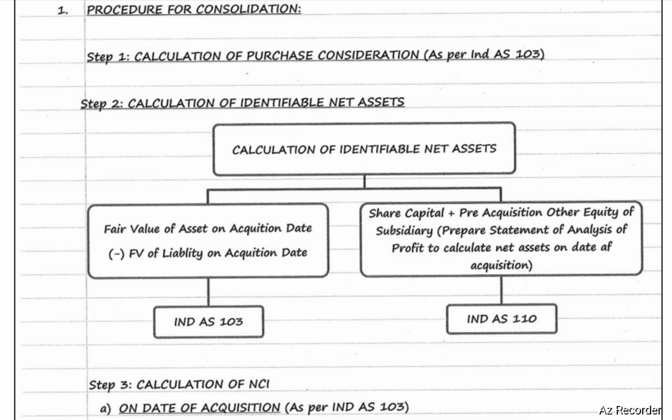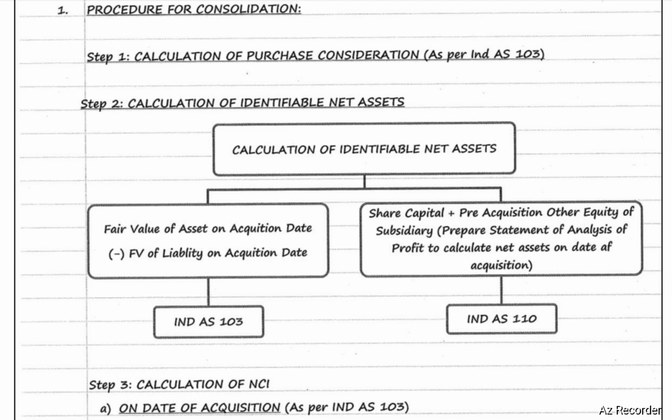Step number 2, calculation of identifiable net assets. How to calculate identifiable net assets? As per Ind AS 103, identifiable net assets will be calculated as follows. Fair value of assets as on date of acquisition less fair value of liabilities on date of acquisition will give identifiable net assets as per Ind AS 103.